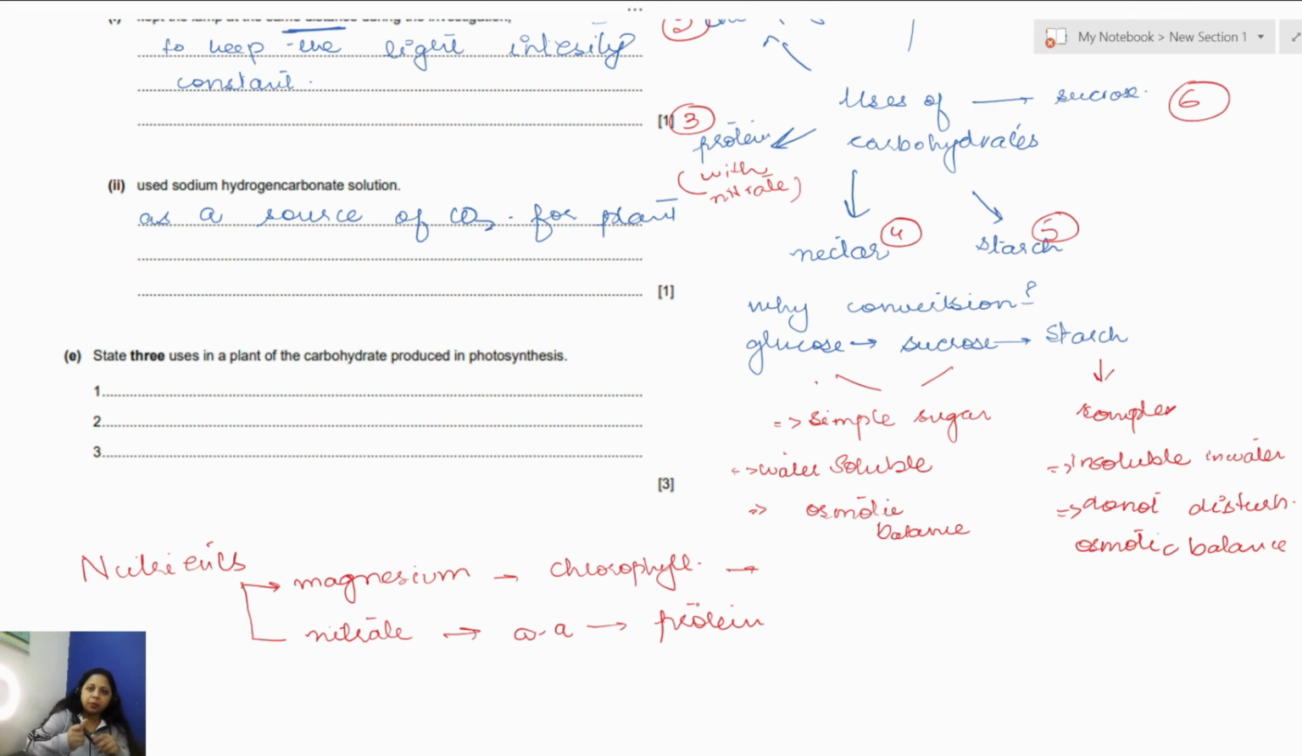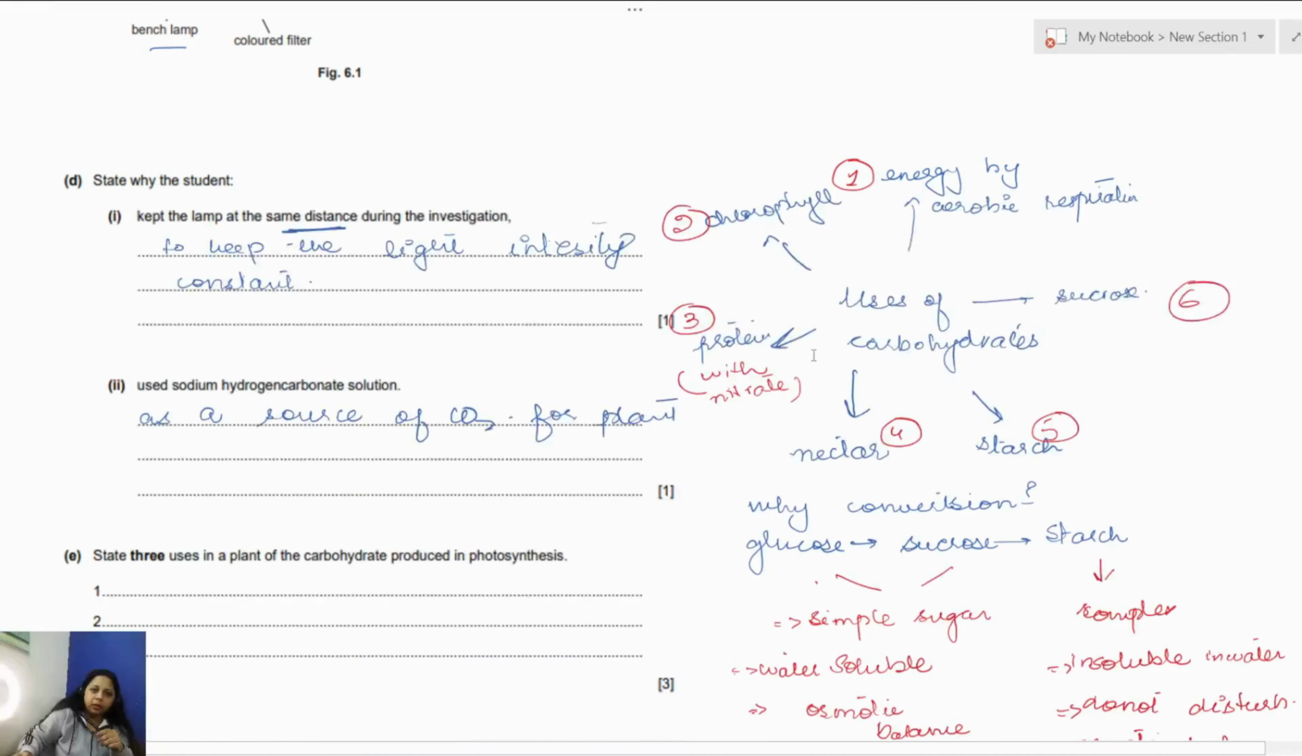Oh, one function I missed. Wait, one function of carbohydrate I missed. Sorry, that is cellulose, which is an important part of the cell wall.